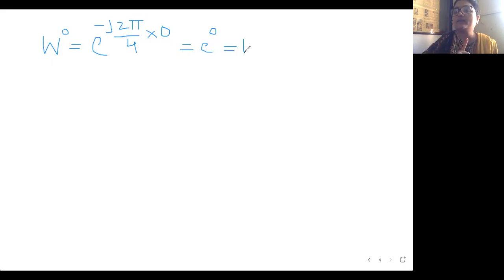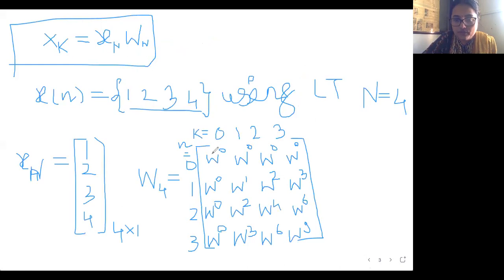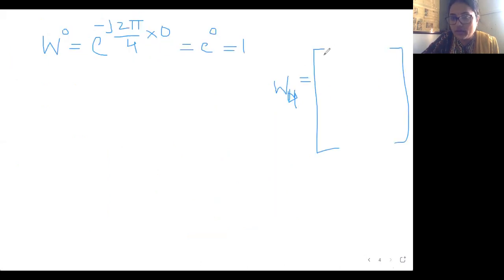But in the twiddle matrix, what is my twiddle matrix? If I write here once again W suffix N, or rather than W suffix N, we will say W suffix 4, because the value of N is 4. So what value will come for the first row and first column? Always 1, right? So here I am going to write 1 1 1 1. Here again 1 1 and 1.